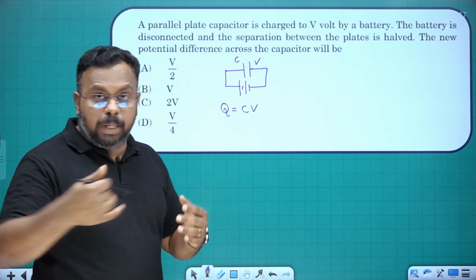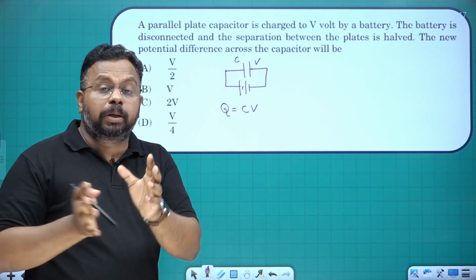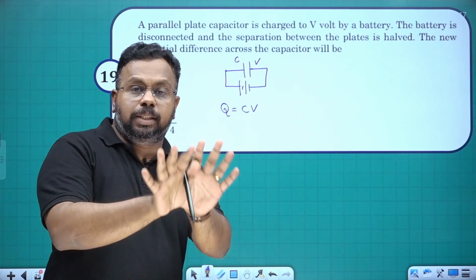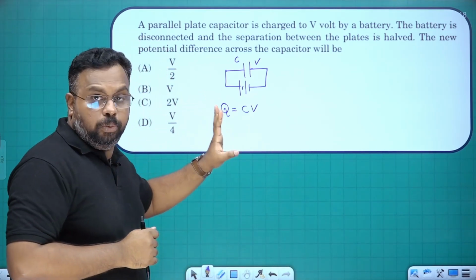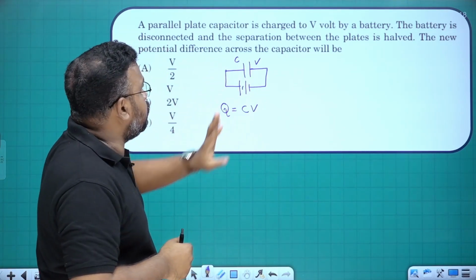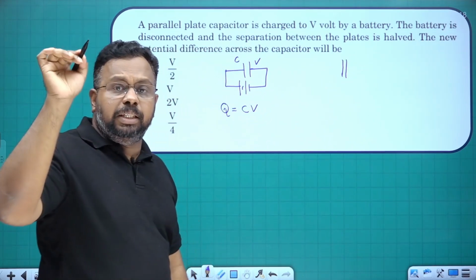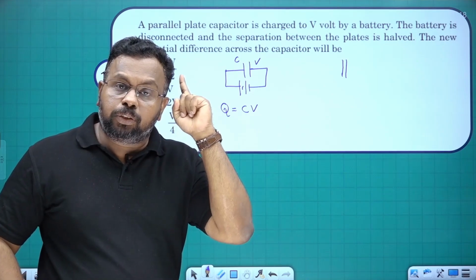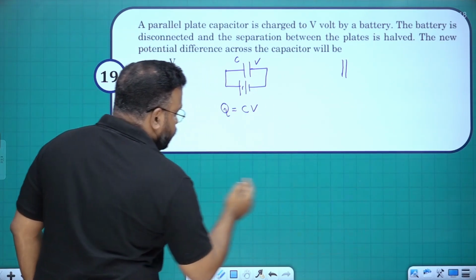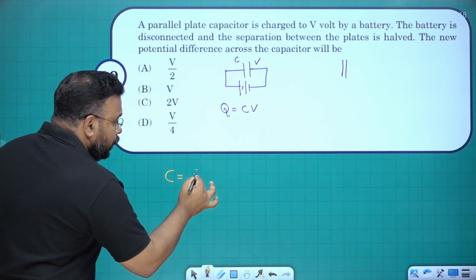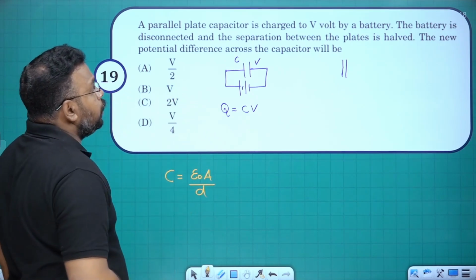The battery is disconnected. Battery disconnected means the capacitor is no more a part of the circuit. But whatever charge is already stored in it, that charge will be there as it is. There is no change in the charge. So the charge initially is Q. And after that, plate separation is halved. So we are reducing the distance. When plate separation is halved, what will happen to the capacitance? We have a formula. What is the capacitance of a parallel plate capacitor? C is equal to epsilon naught A by D.